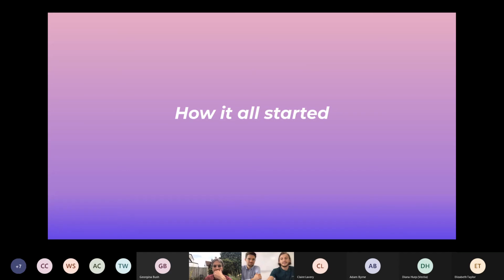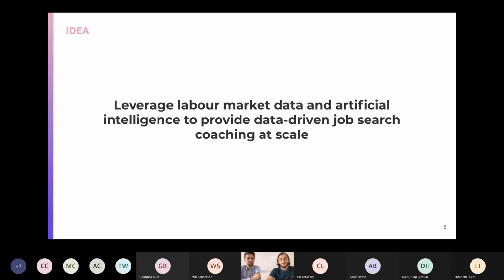So how it all started. When we started digging into the question of unemployment and what we could bring to the table, what we saw is the data availability, the fact that there is a lot of data, and that we wanted to act upon it because we saw also that job seekers and people had a hard time to access all of those data. So the idea at the beginning was to leverage the labor market data and artificial intelligence to provide data-driven job search coaching at scale. So that was the idea.